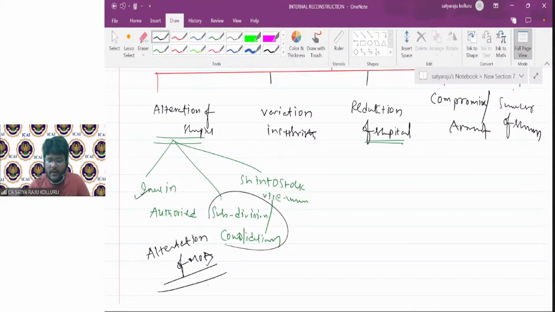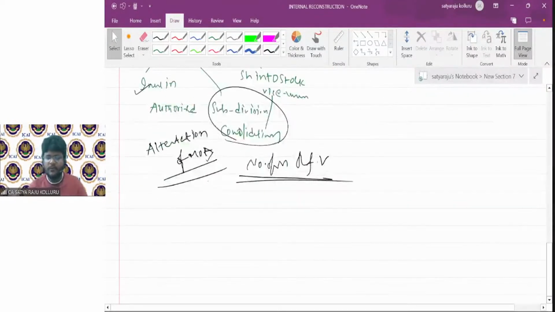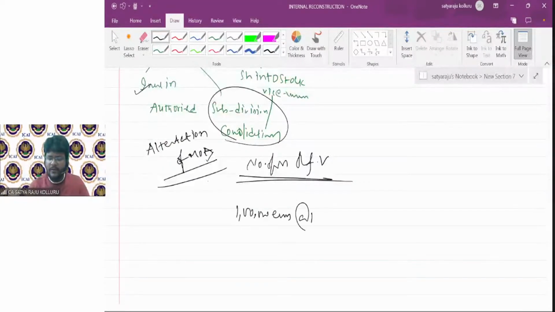Coming to subdivision or consolidation of the shares, what happens, sir? There is no change in the share capital, but there is a change in the number of shares and the face value. Let us assume 1 lakh equity shares are there at present. Each equity share has a face value of, let us assume, 10 rupees. 1 lakh multiplied by 10 rupees is 10 lakhs.